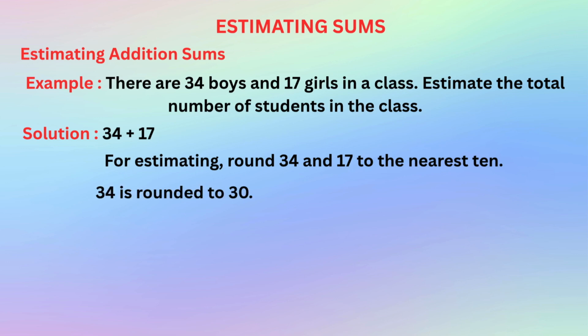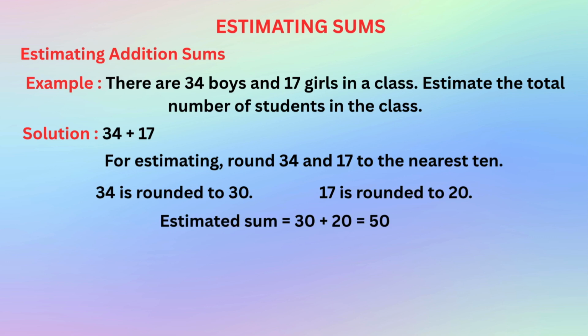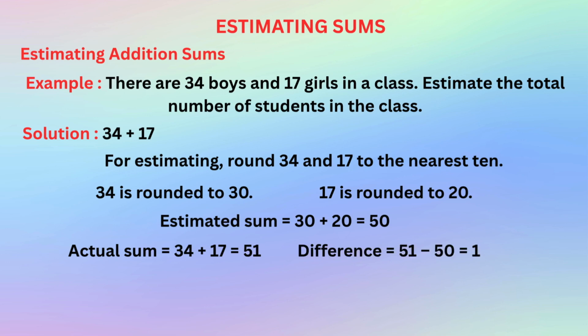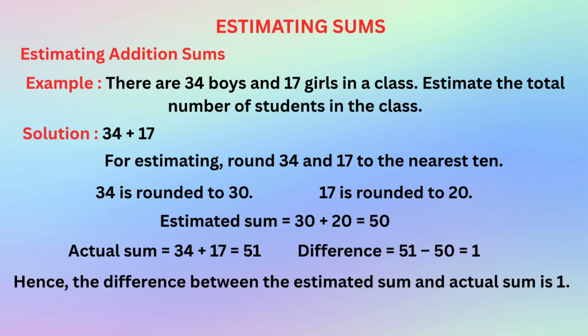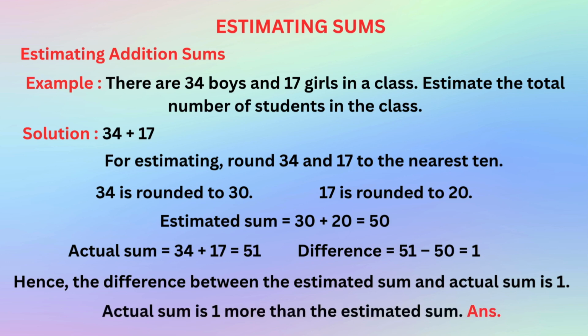34 is rounded to 30. 17 is rounded to 20. Estimated sum equals 30 plus 20 equals 50. Actual sum equals 34 plus 17 equals 51. Difference equals 51 minus 50 equals 1. Hence, the difference between the estimated sum and actual sum is 1. Actual sum is 1 more than the estimated sum.